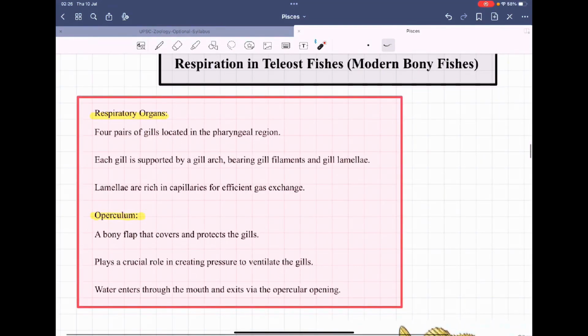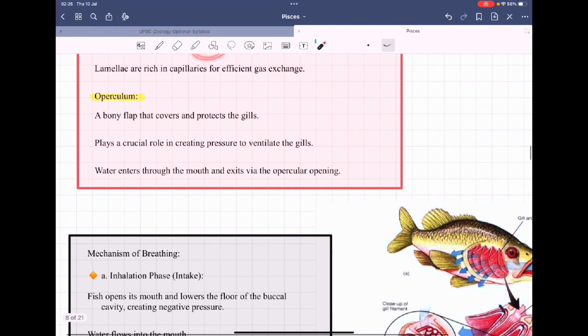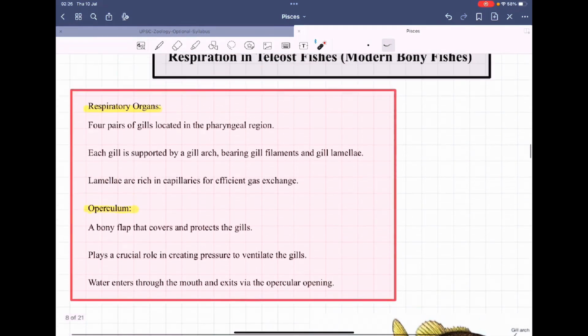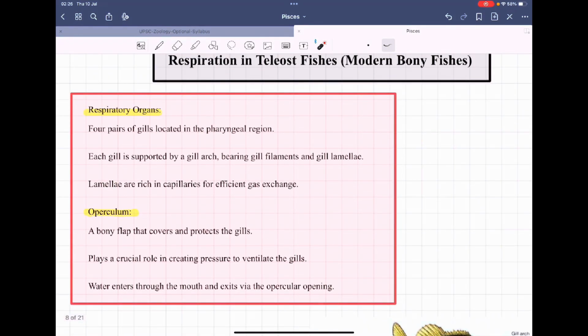The respiratory organs include 4 pairs of gills. They are located in the pharyngeal region, and each gill is supported by a gill arch. So each gill is supported by a gill arch. And then these lamellae are rich in capillaries for efficient gas exchange.